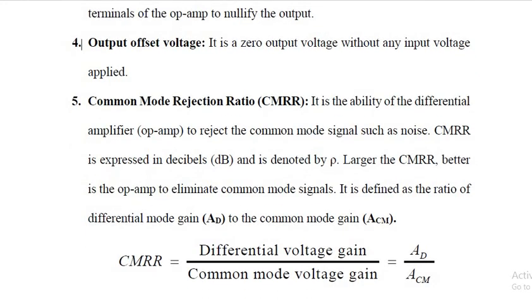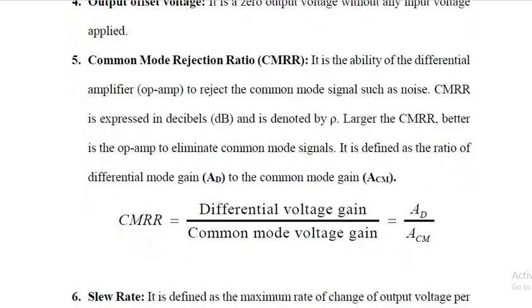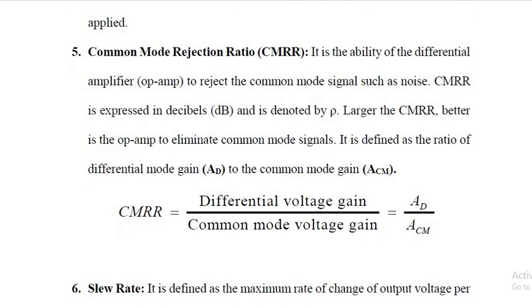Next, common mode rejection ratio. It is the ability of the differential amplifier to reject the common mode signal such as noise. That is the capacity of the op-amp to reject the unwanted signals. It is expressed in decibels and it is denoted by rho. So larger the CMRR, better is the op-amp to eliminate the unwanted signals.